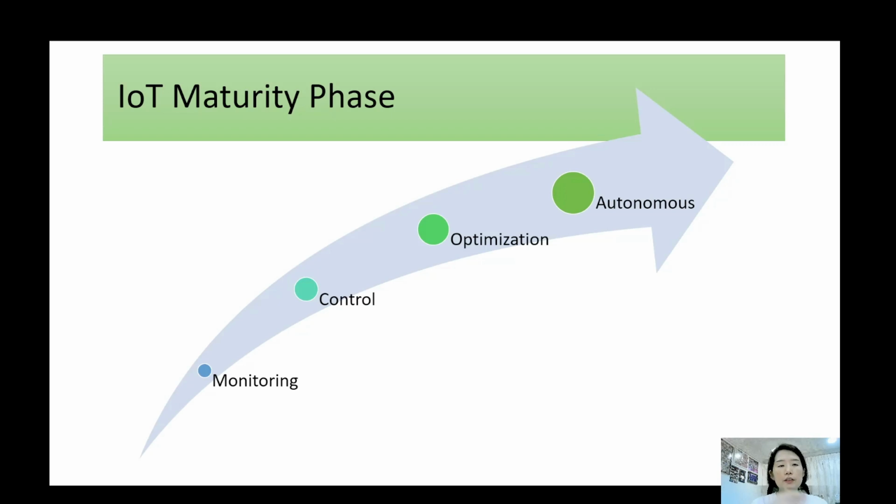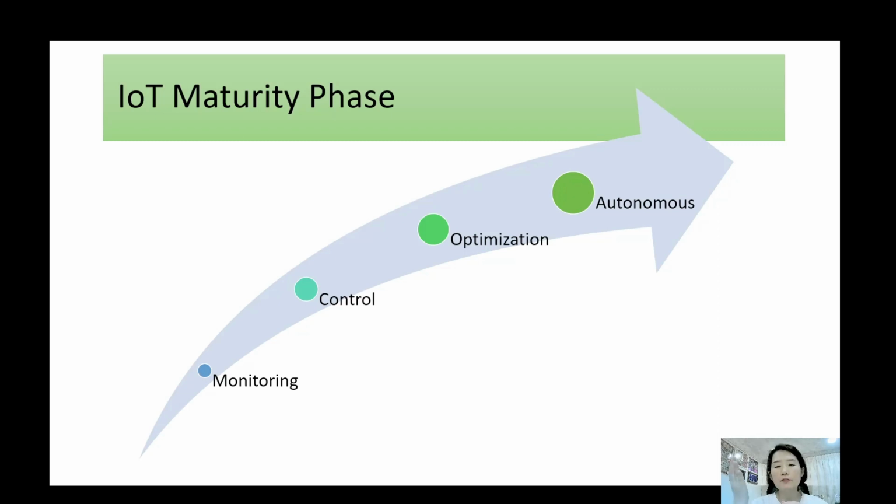There are several IoT maturity phases as well, starting from monitoring, simply monitoring and collecting the data from the environment. Say, for example, in your smart home, you just want to monitor what the temperature is now, or whether there is any intruder in your home. Then to control. When you come to control, it means you are going to, for example, adjust the temperature in your home, or when there is an intruder coming in, you want to control the lighting, you want to switch on the lights immediately to scare off the intruder.